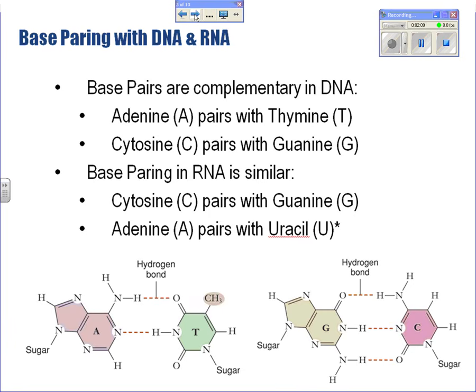Now, the bases are critical in this whole understanding of DNA because they pair with one another. So base pairing is complementary in DNA, meaning that the base adenine pairs with thymine, or A pairs with T. Cytosine pairs with guanine, abbreviated as C pairing with G. Now RNA is similar, but there's a slight difference here. Again, cytosine pairs with guanine, that's the same, but adenine pairs with uracil. Big difference here. And you'll see that these bases are held together by hydrogen bonds.